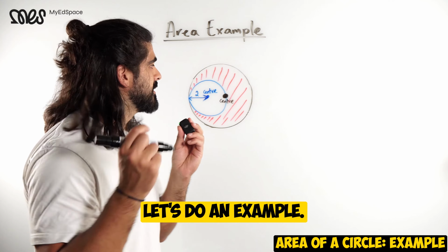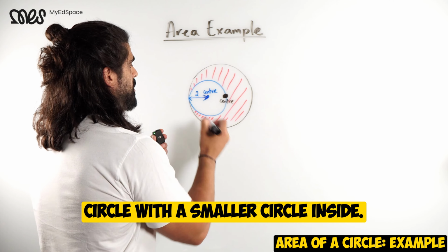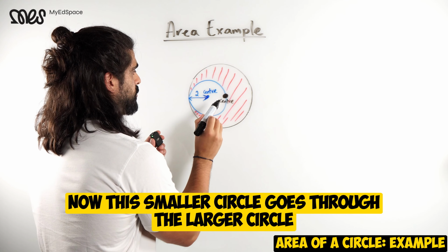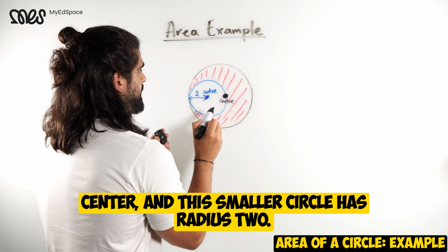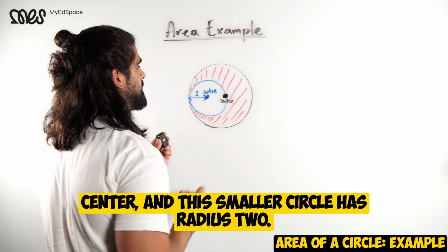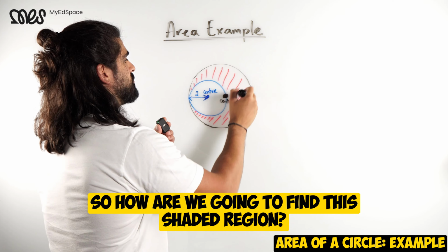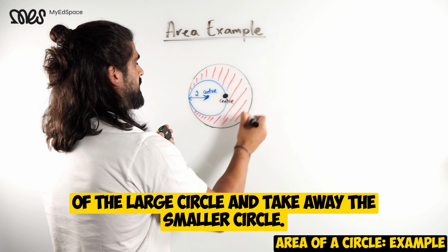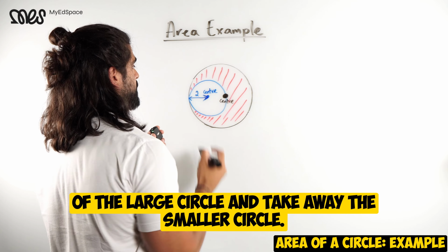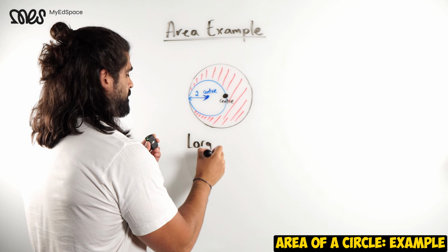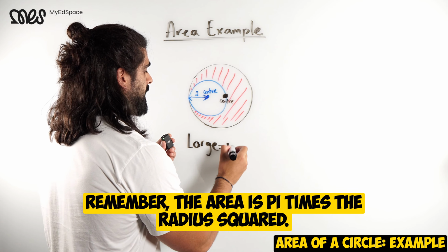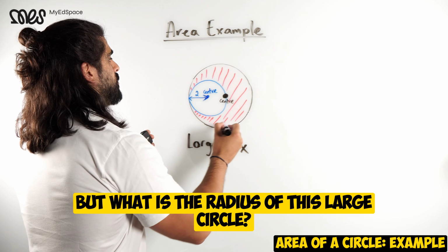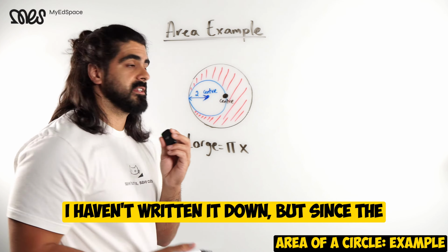Let's do an example. So here I have a large circle with a smaller circle inside. Now this smaller circle goes through the larger circle's center, and this smaller circle has radius 2. So how are we going to find this shaded region? Well, simply what we're going to do is find the area of the large circle and take away the smaller circle. So let's call it large. Remember, the area is pi times the radius squared. But what is the radius of this large circle? I haven't written it down.